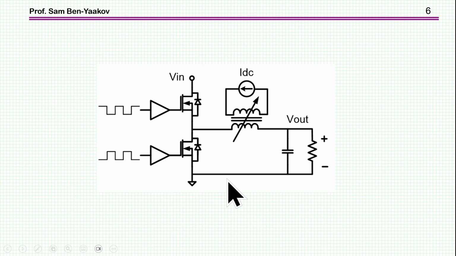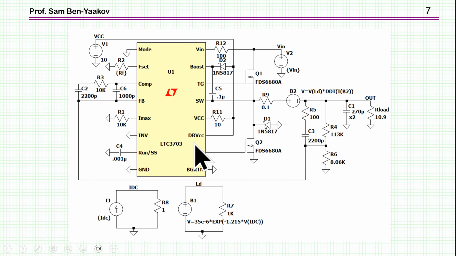So the idea is to replace the fixed inductor by a variable inductor, and by feeding the proper DC bias current to adjust the inductor so that the buck converter will be at BCM. Now this is an LTspice schematic of this buck converter, in which we have put a model of a variable inductor. The inductance here is changing.